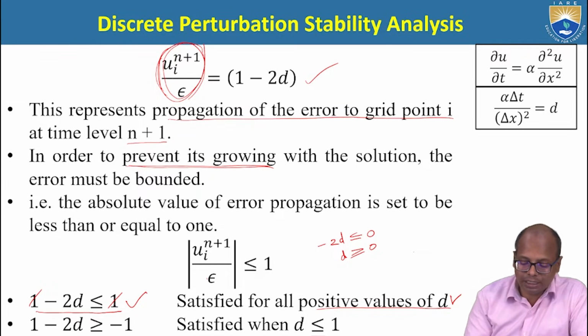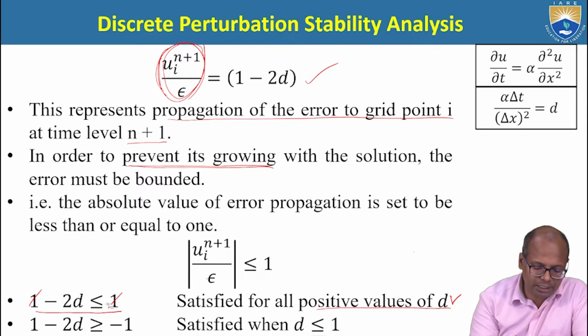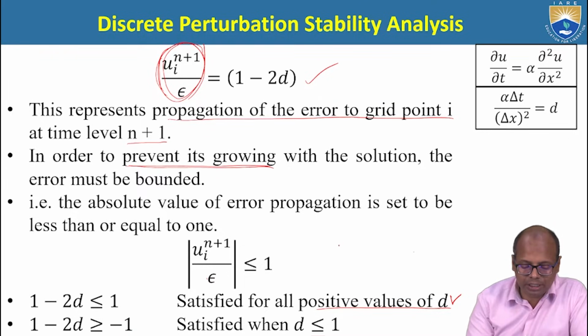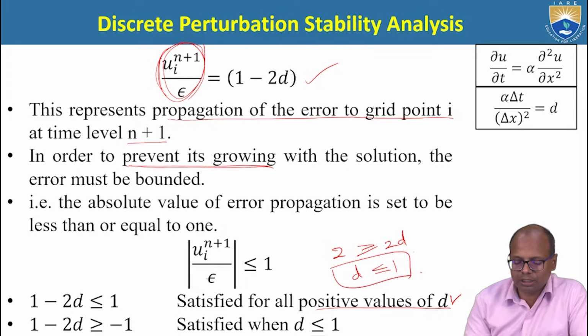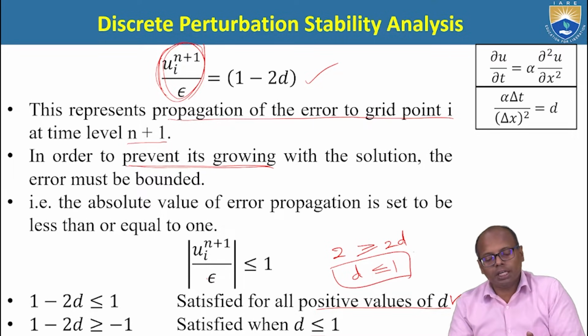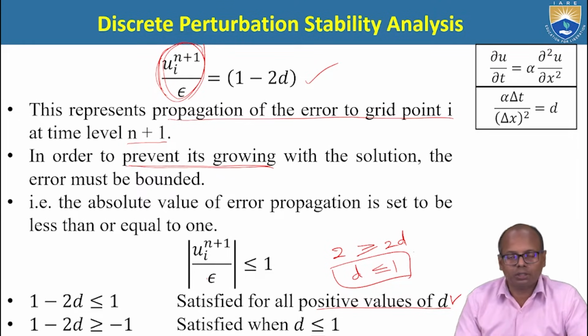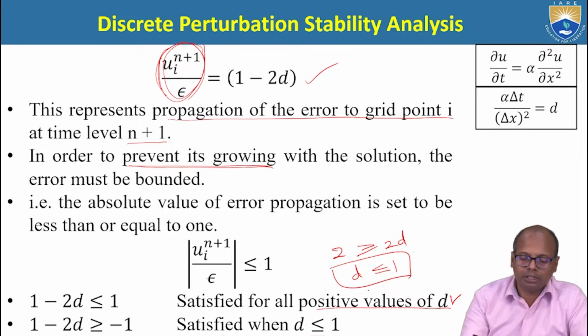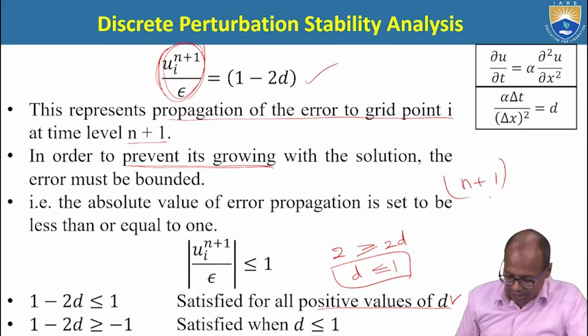But if I consider the second case, what is the second case here? The second case is 1 minus 2d greater than or equal to minus 1. If I simplify this, what will it be? 2 greater than or equal to 2d, or d less than or equal to 1. So this is the condition. If d is less than or equal to 1, then the solution will be stable. That is the condition we are obtaining from the n plus 1th time interval term. We will see further.